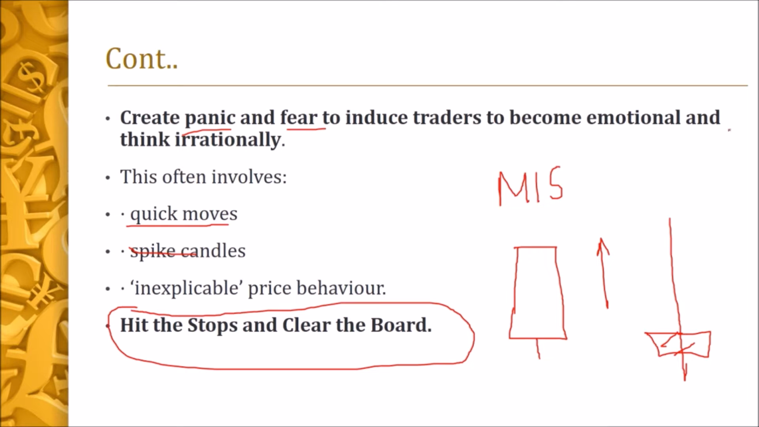I'm sure you've once seen price movement whereby you see a candle spiking above and below, then ending in between. This will be a move to clear stop losses from this side and another move to clear stop losses from that side.